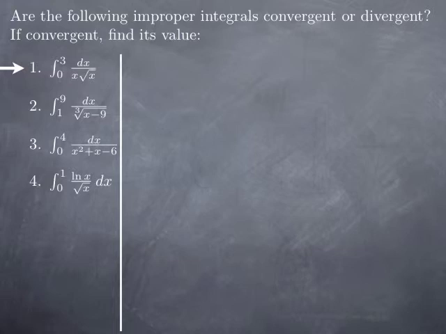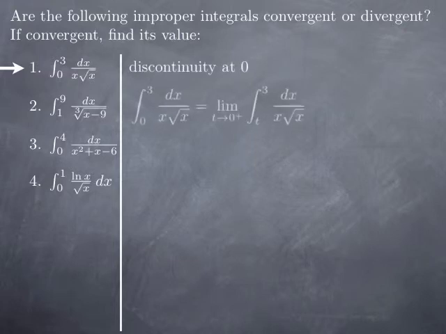We start with the integral from 0 to 3 of 1 over x root x. So the first thing is to look for the discontinuities of the function in the interval of integration. In this case we have 1 over x to the 3 halves, so that's going to be continuous everywhere except at 0, and 0 is precisely the left endpoint of the interval of integration. So because we have a discontinuity at 0, by definition our integral is the limit as t is approaching 0 from the right of the integral from t to 3 of the function.